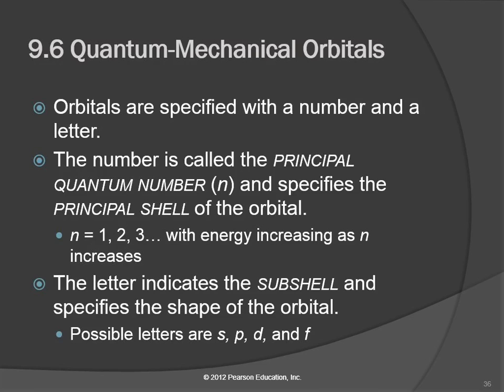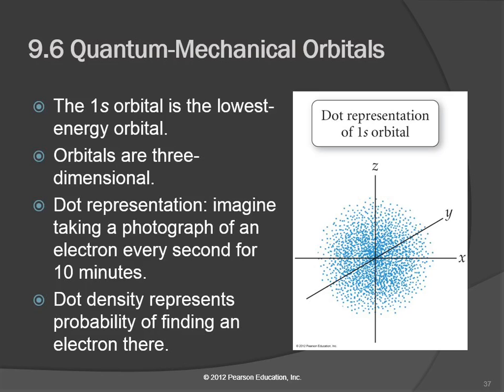Isn't that nice? Those actually have some historical meaning. Every time I lecture on this, I say, I really need to look up that S. What does that mean? Because I can't remember. P stood for principal, D was diffuse, and F was fine. And it had to do with the characteristics of the lines in the spectra. So there's a historical meaning behind those letters.